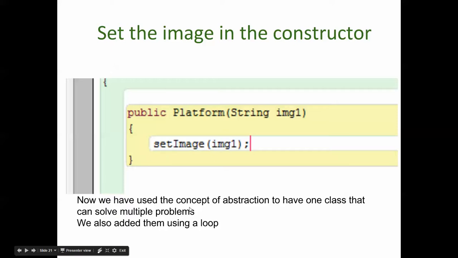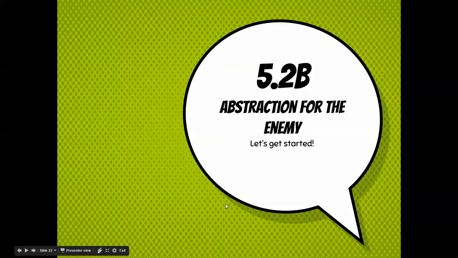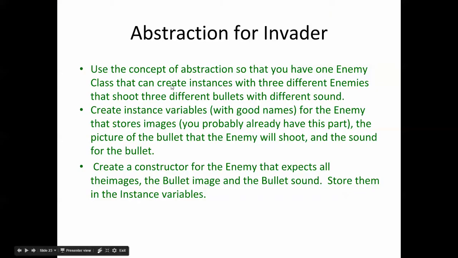So now we use the concept of abstraction to have one class that can solve multiple problems. We also added them using a loop. Okay, so good stuff there. We have a lot of good stuff. So next time we're going to use some abstraction for the enemy. Actually, I'll tell you this now. So what we're going to try to do is use the concept of abstraction so that you have one enemy class that can create instances with 3 different enemies that shoot 3 different bullets with 3 different sounds.